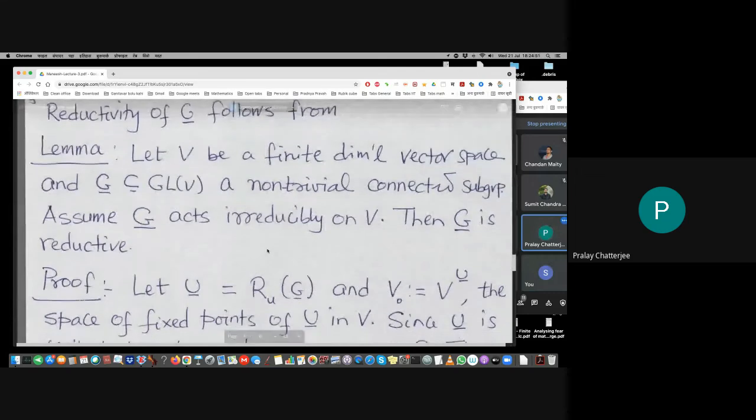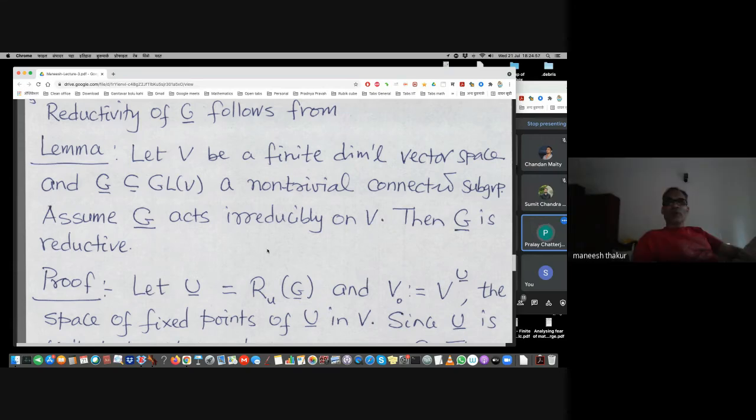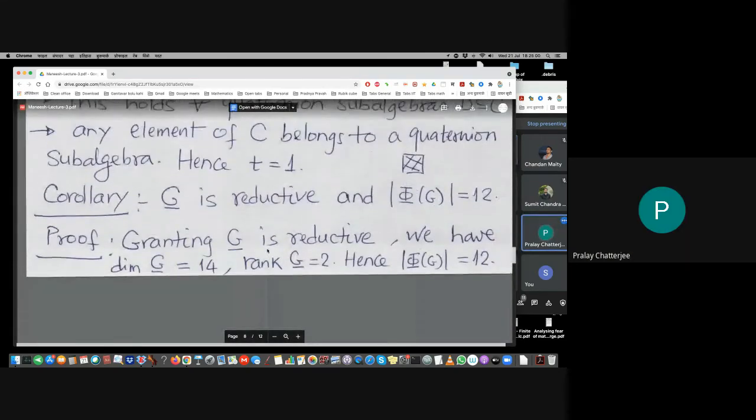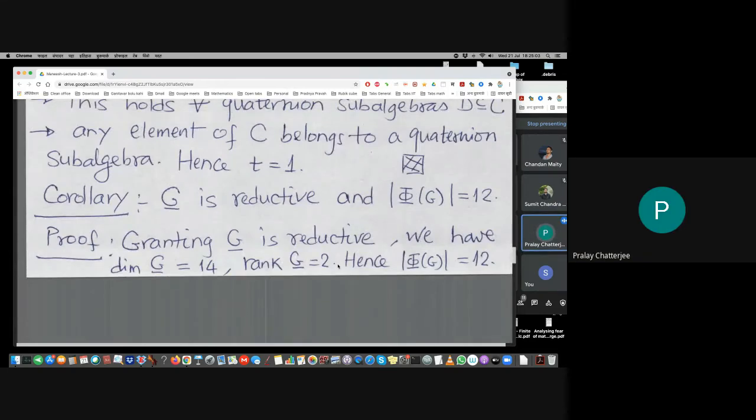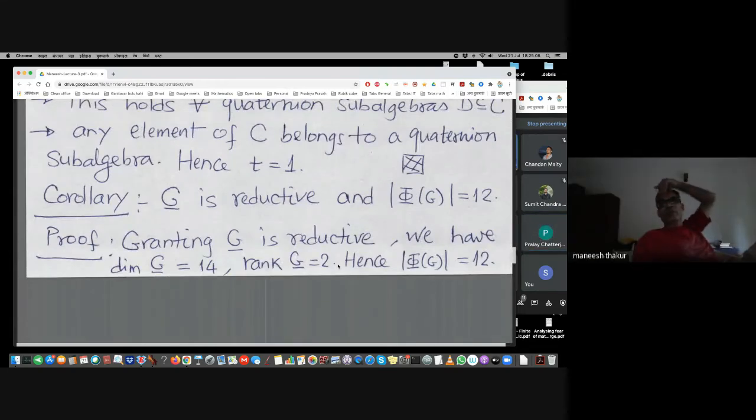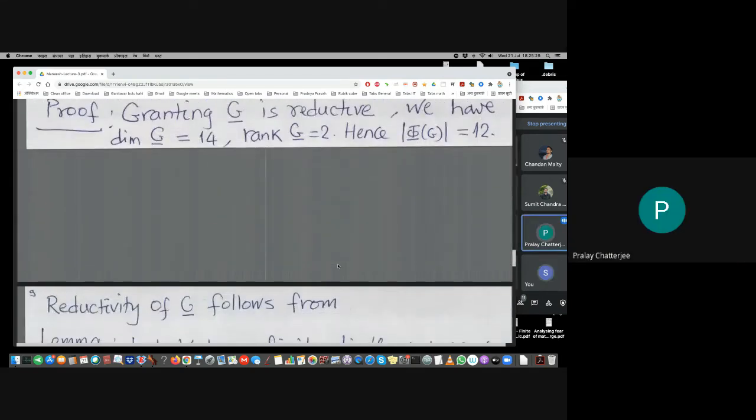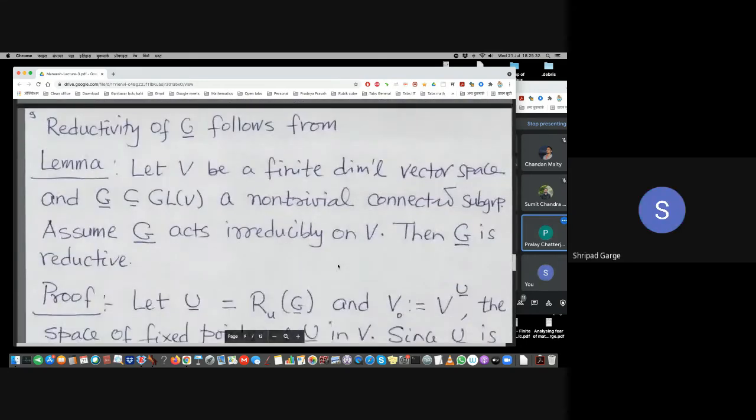Also, Manish, the number of roots is 12. Can you please explain again? I missed that point. The number of roots is 12, precisely 12, you have calculated, right? No, we just computed that from dimension, reductivity and rank. The dimension was 14, the rank is 2, in the sense of a two-dimensional maximal torus. Oh, achha. So from there it will follow that the number of roots is 12. Correct.